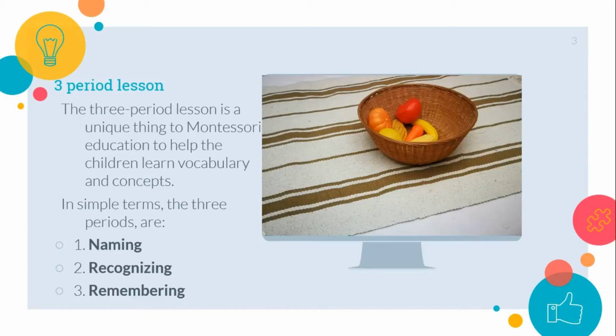So we start with our first presentation, which is the 3-period lesson. The 3-period lesson is unique to the Montessori method, and it helps the child learn vocabulary and concepts. It can be summarized simply into 3 periods: naming the object or the thing or the picture, recognizing it, and then remembering it. How we're going to present this lesson will be discussed in the following presentation.